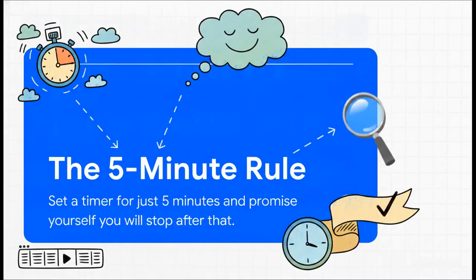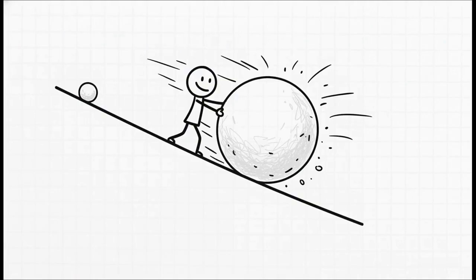To solve this, the script introduces this genius little psychological trick called the 5-minute rule. Here's how it works. You set a timer for literally just 5 minutes, and this is the crucial part. You promise yourself that you will stop working the second that timer goes off. You're actually giving yourself permission to quit, which completely removes all that intense pressure of having to finish everything at once.